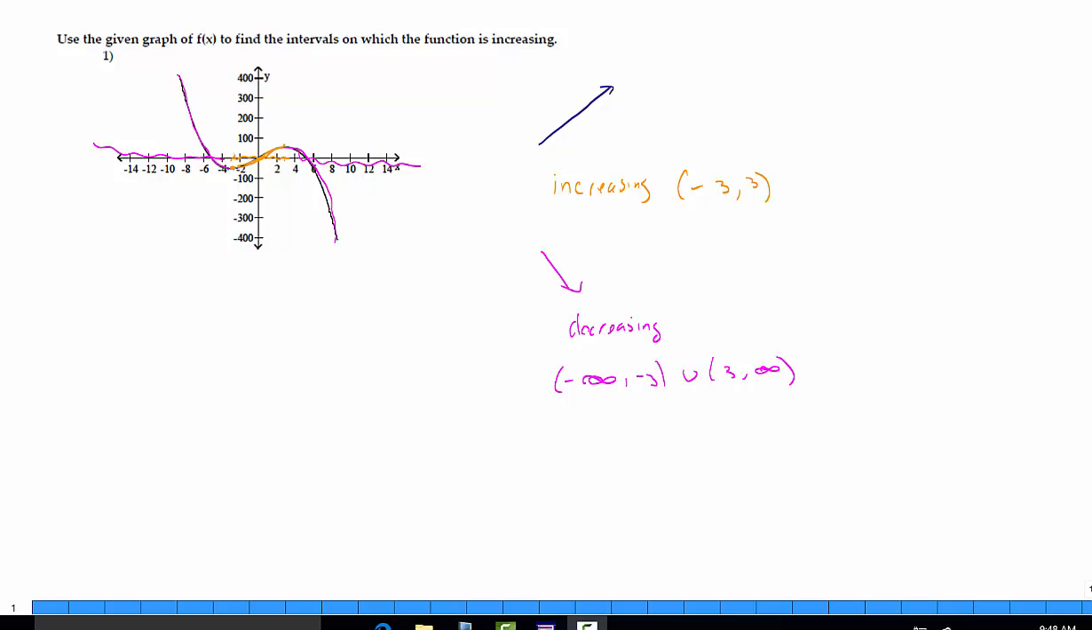And let me go ahead and point out one more feature of this graph. Right here where it changes from decreasing to increasing at this point, that's going to be a relative minimum. So I'm going to have a relative minimum or a local minimum at x equals -3. And then right here where it's increasing and then decreasing, at this point we have a local or a relative maximum. So I have a relative max at x equals +3.